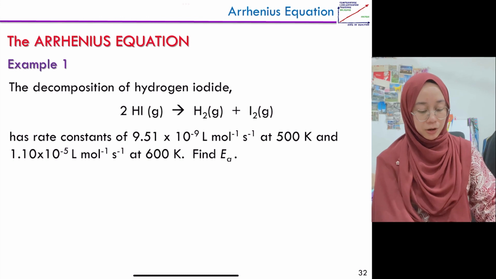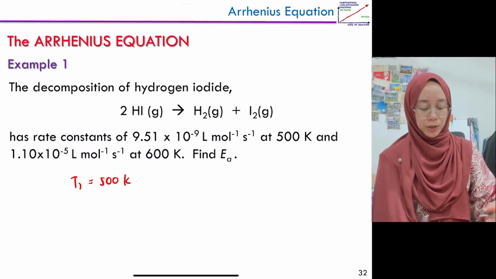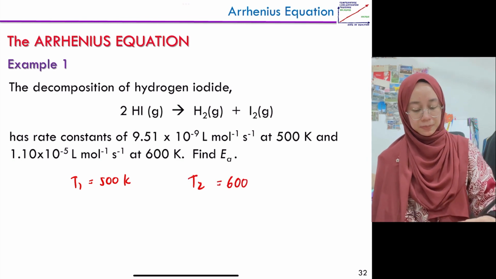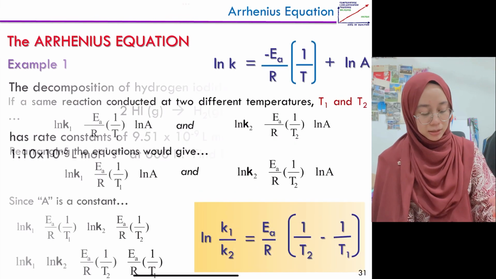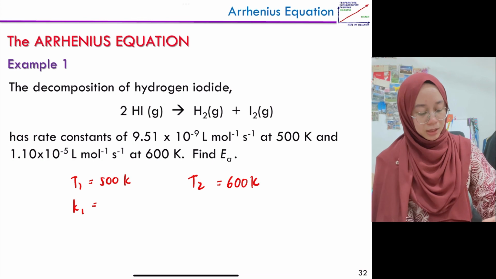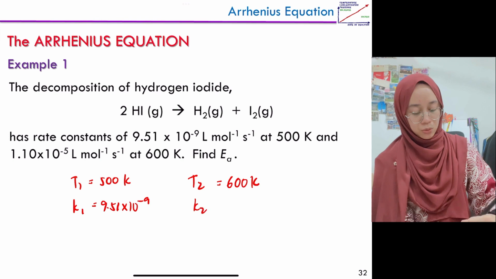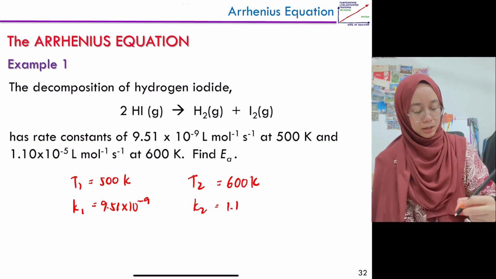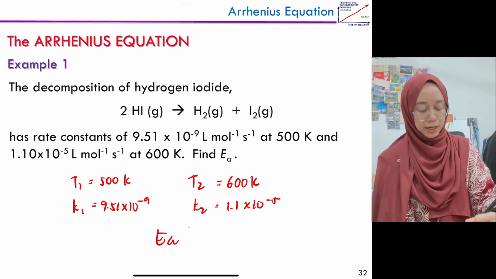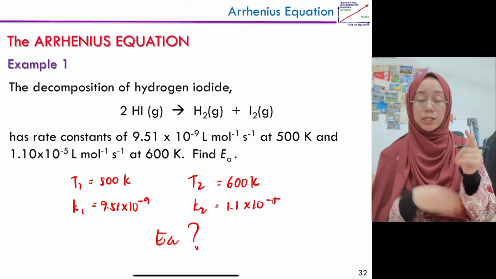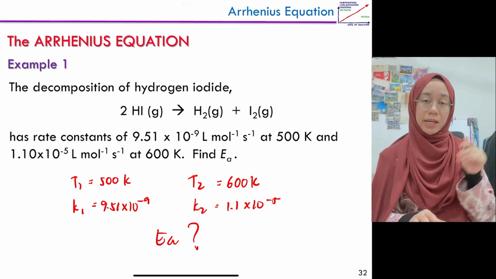So rate constant 9.51 tu dekat 500 K. So let's say kita anggap T1 500 K tu T1, T2 kita anggap 600 K. Okay, maksud the K1 rate constant kalau dekat temperature 1 tadi adalah 9.51 exponent negative 9, and then K2 pula adalah 1.1 exponent negative 5. Okay, and you are asked to look for EA. So by using the Arrhenius equation yang last kali tadi yang kita buat tadi, okay, you can find the EA.